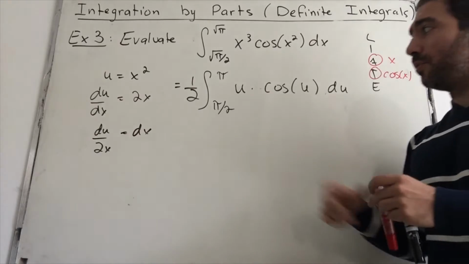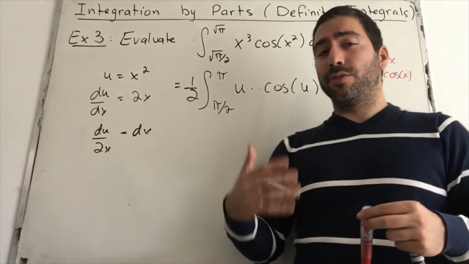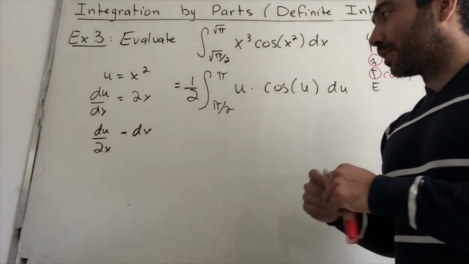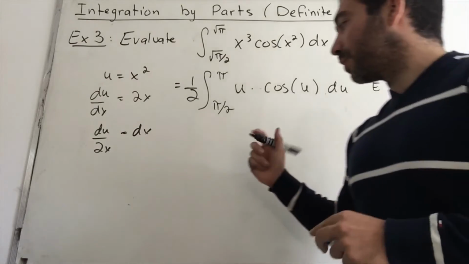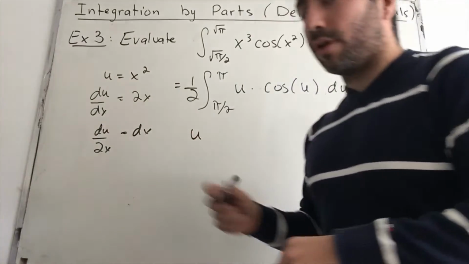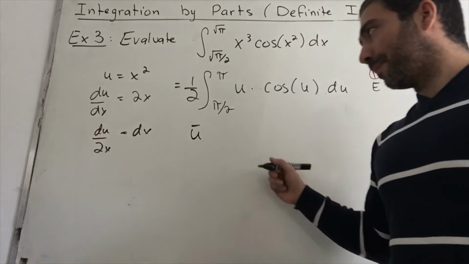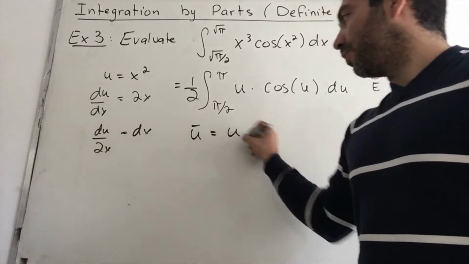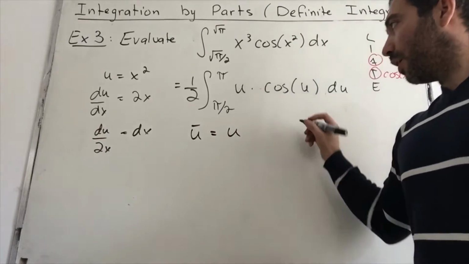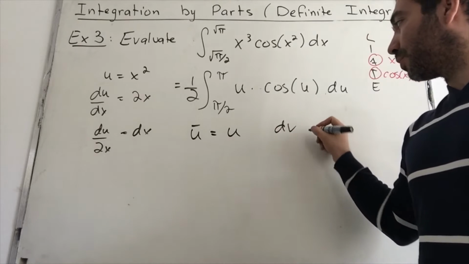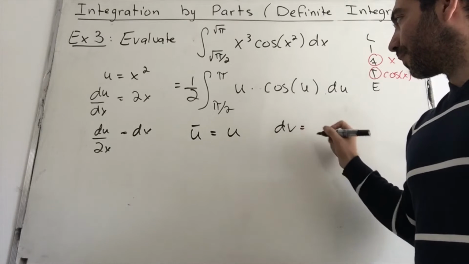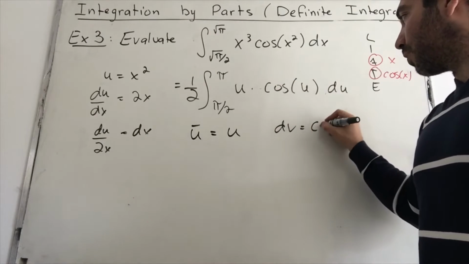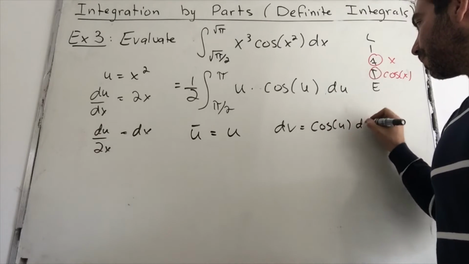So we're gonna let u equal u. Obviously I can't use u equals u. That's confusing for your readers, so we're gonna call it something else, like u1, or I'm gonna call it u bar. Just use a different notation. So u bar equals u, and we'll keep it with v. So dv equals whatever's left over, in this case, cos of u du.